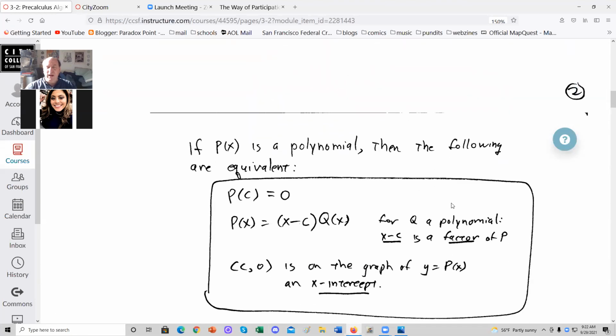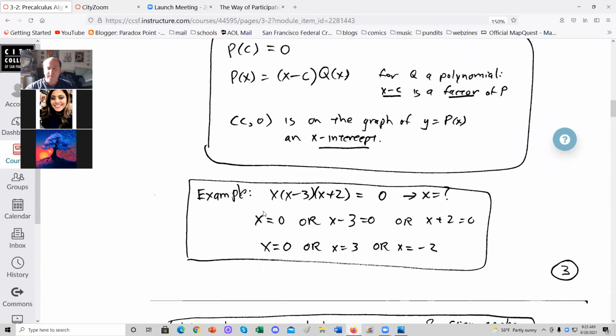Now, we have some equivalent statements about p of x. One is that p of c equals 0. That is to say, c is a zero or a root of p. Another is to say that (c, 0) is on the graph of y equals p of x, which is to say x equals c is an x-intercept. And the third thing is to say that p of x equals x minus c times some polynomial. So x minus c is a factor of p. So roots and x minus c factors and intercepts on the graph are all one and the same.